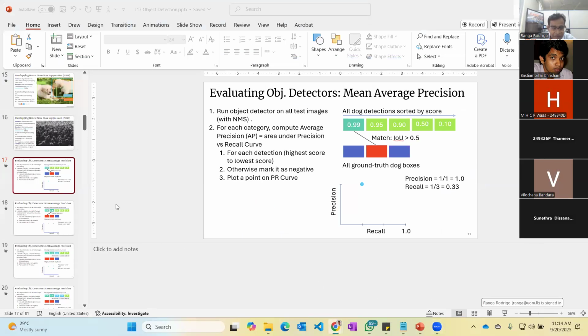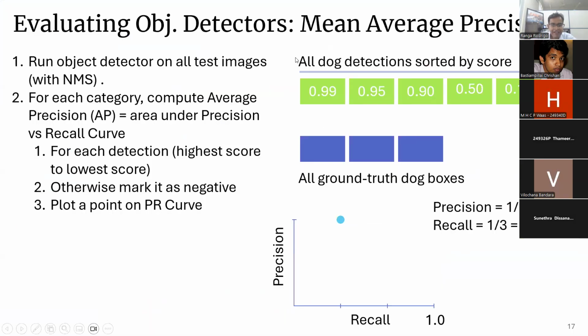All right. So now let's see how to come up with this average precision metric. All dog detections are sorted by score. First of all, you can see this ground truth dog box matches with IOU greater than 0.5. So precision is 1, because we have retrieved that. But out of all the relevant ones, that means all dogs, only one has been detected. So recall is 0.33. I hope you can understand that.